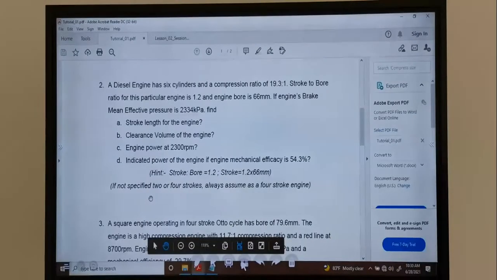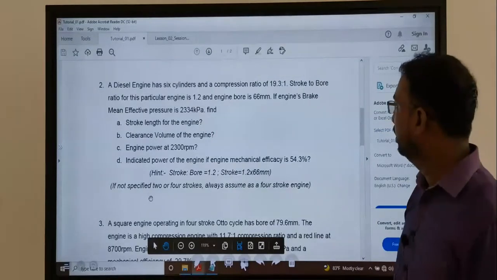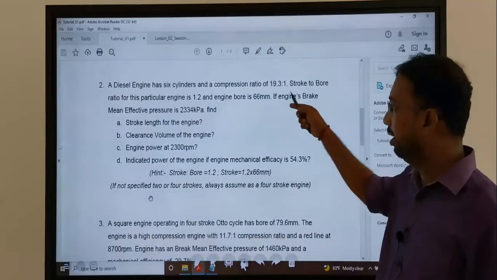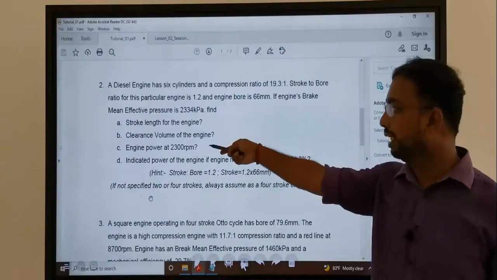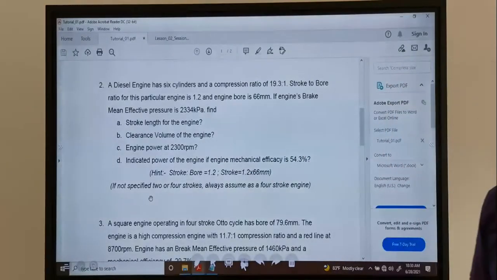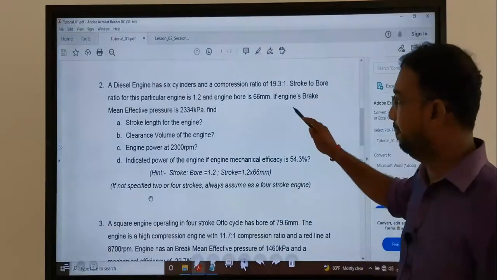So what is the third question? Now we have to find the engine power at 2300 rpm. Engine power means the brake power. Normally we call the brake power the engine power. So the brake mean effective pressure we know.